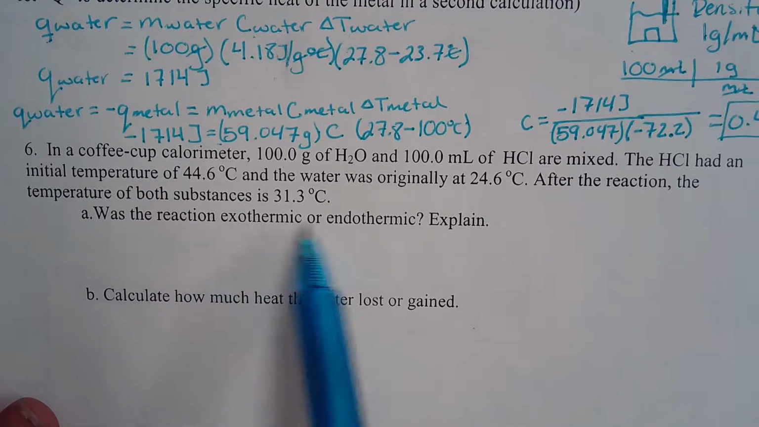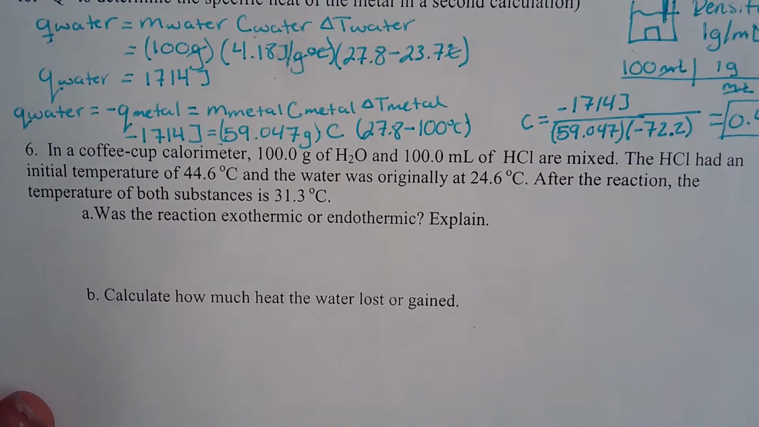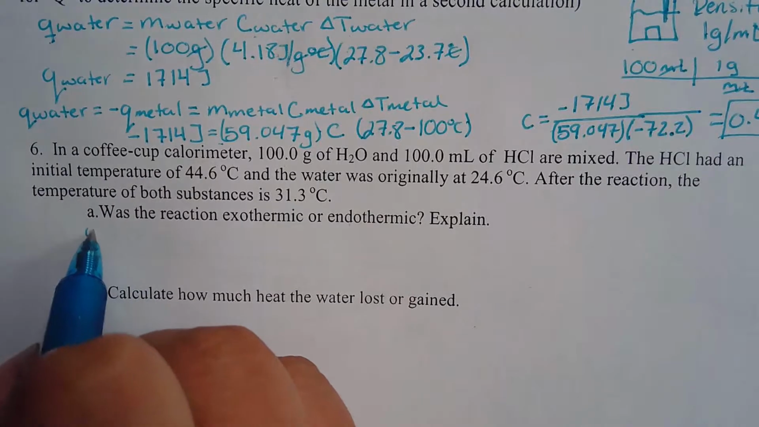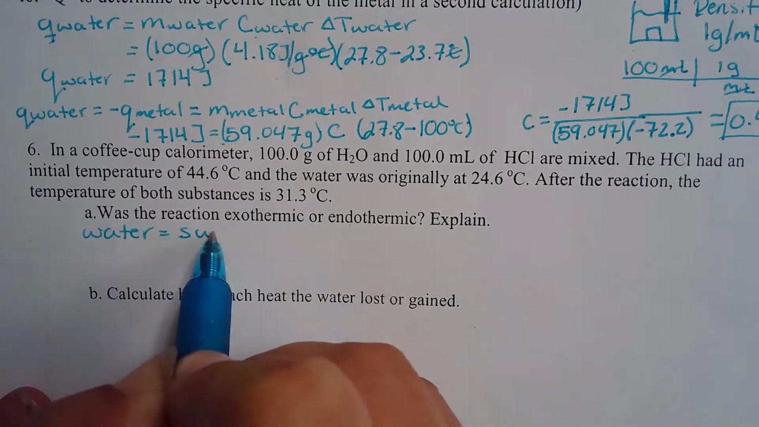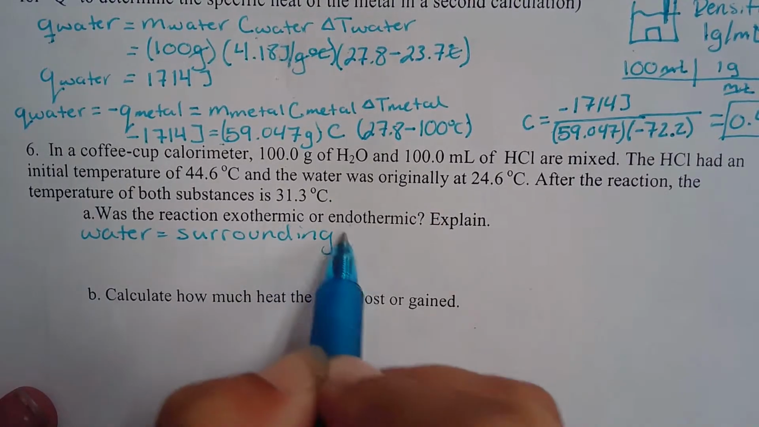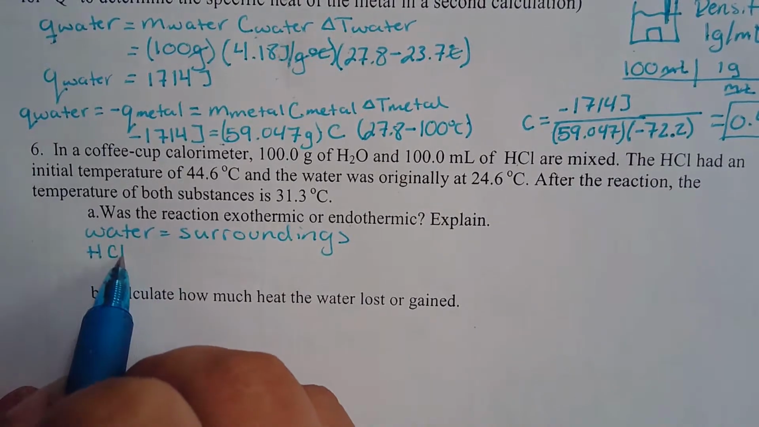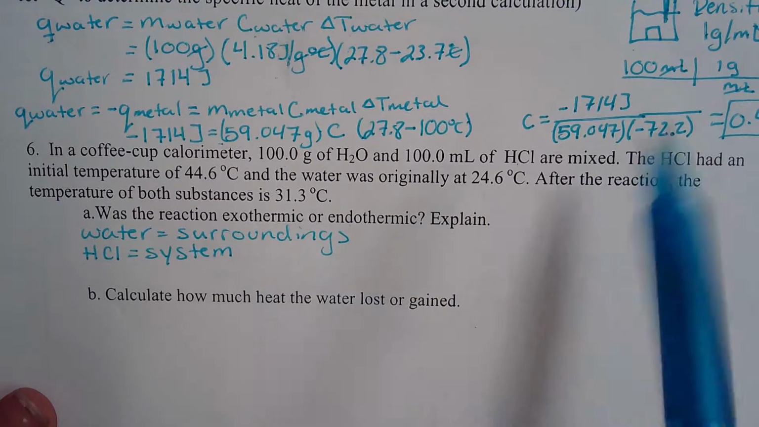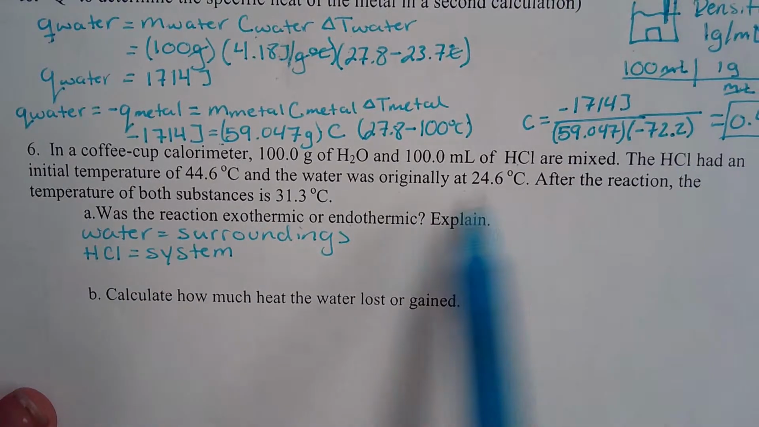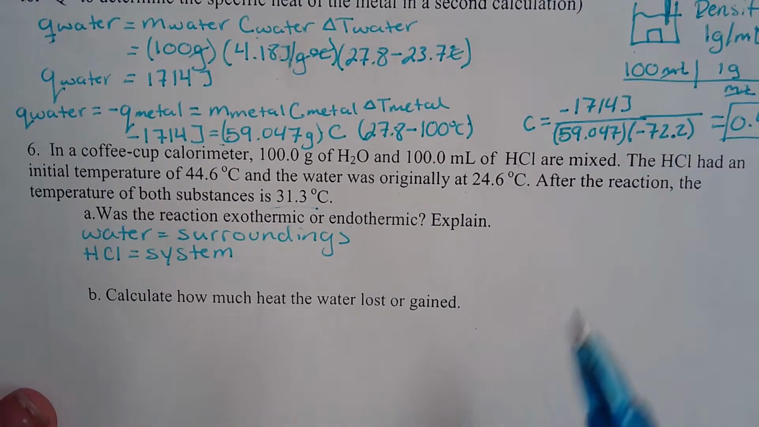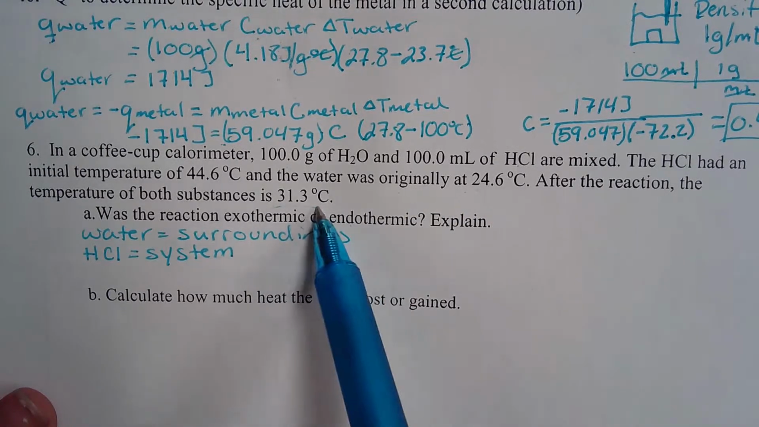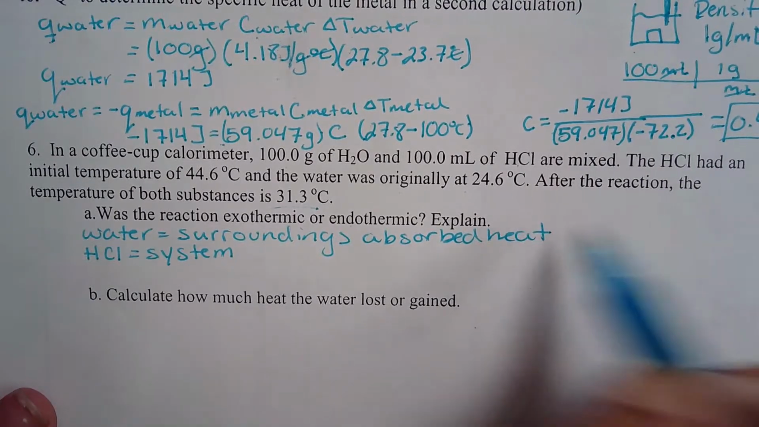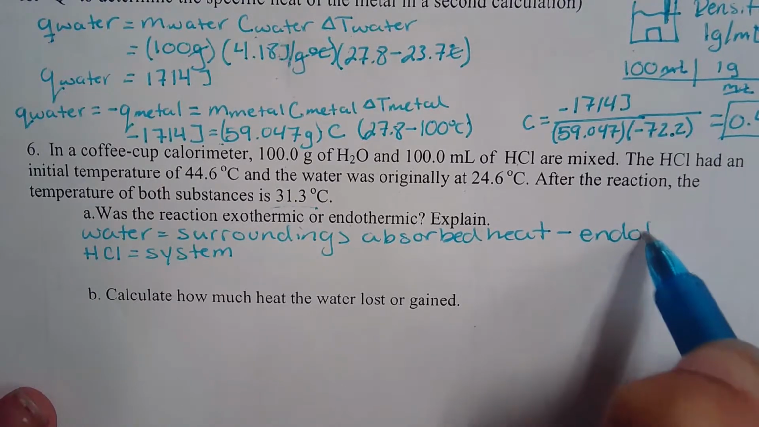Okay, so to know whether the reaction is exothermic or endothermic, first we have to define our system and we have to define our surroundings. Luckily for us, whenever you have a calorimeter, your water is always the surroundings. Okay, so water is the surroundings, and that means your HCl, which was mixed with the water, was your system. Okay? Your surroundings, your water, was originally at 24.6, and the temperature changed to 31.3, which means that the water absorbed heat in order to increase the temperature. So it absorbed heat, which means this is endothermic.